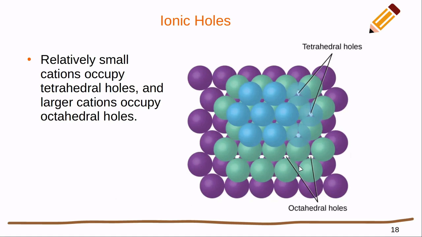So here we can see the difference between them. So here, for instance, we have 1, 2, 3, 4 atoms, and the area in between them is what we call the tetrahedral hole. Whereas here we have 1, 2, 3, and then 1, 2, 3 atoms on top of it. This leads to a slightly larger little interstitial area right here called the octahedral hole.